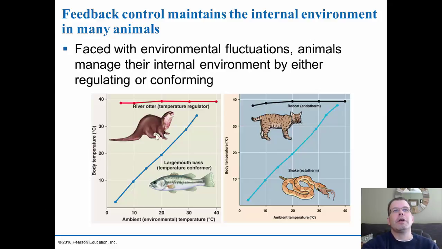And again, we're going to look at this more here in a few minutes, looking at the feedback control. But the difference between regulating and conforming is, again, what does it do with its external environment? So in warm-blooded animals or endotherms, they can control their body temperature no matter what the external temperature is. And so again, that is a regulator. A conformer is one that responds to its external environment.